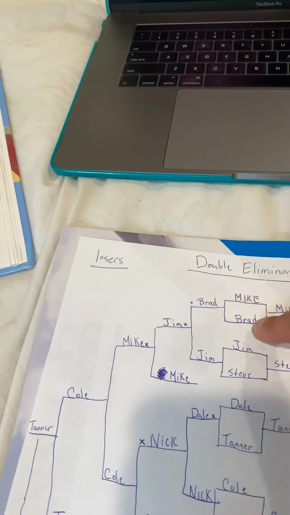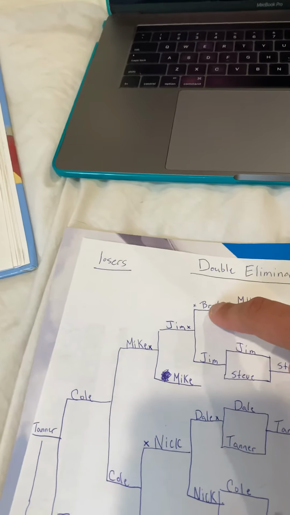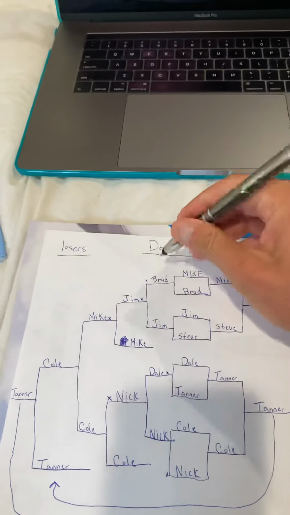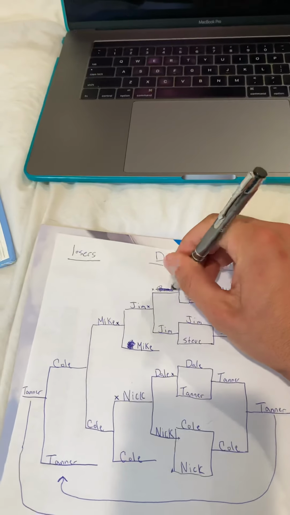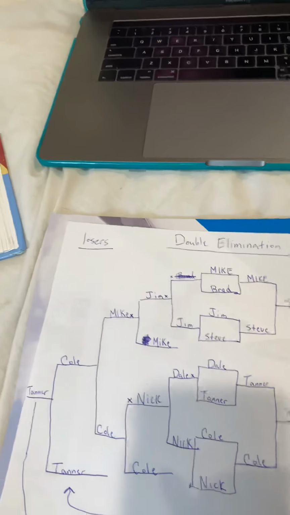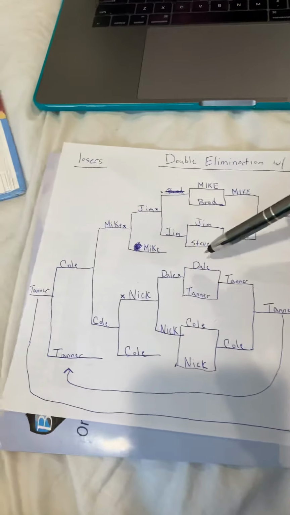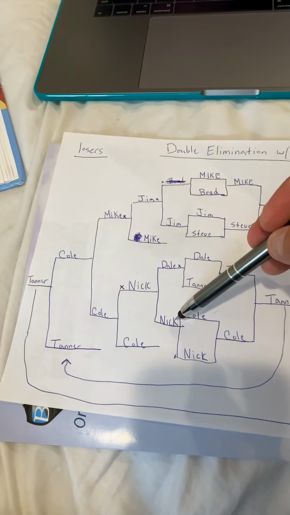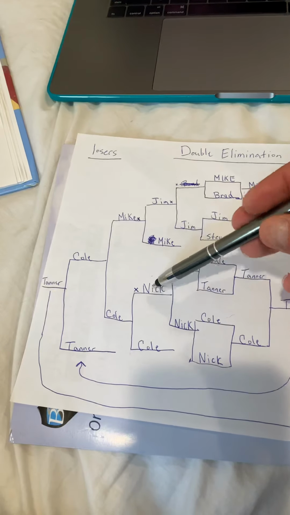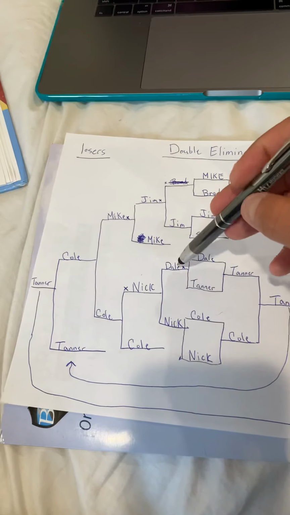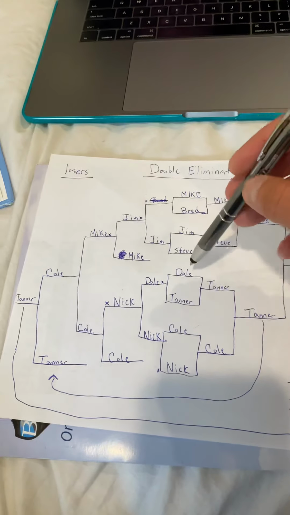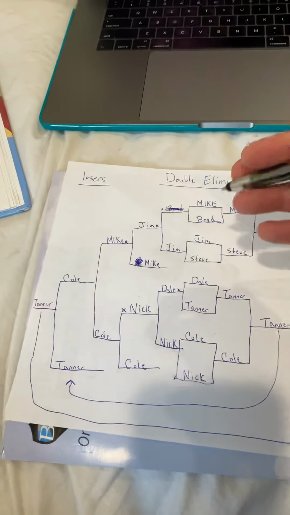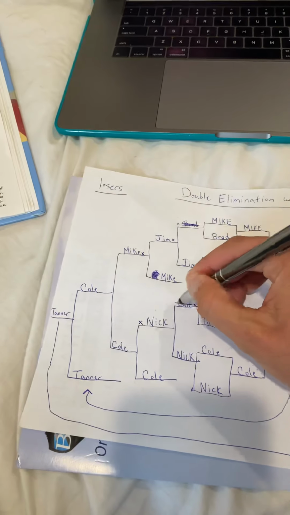So now Brad has lost his first match and his second match, 2 in a row. So we are going to cross him off. So he's out. And then same thing down here. So Dale and Nick raced each other. Nick won, and so that means Dale is out because he lost his first match versus Tanner, and then his second one versus Nick. So Dale is out.